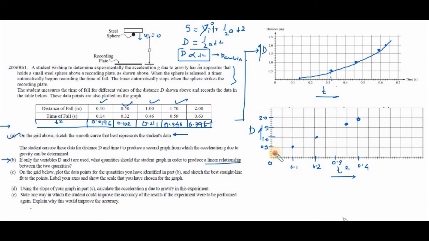Now we can easily draw a straight line passing through the points. So the graph has been converted into the linear form. Now we can measure the gradient of this line.